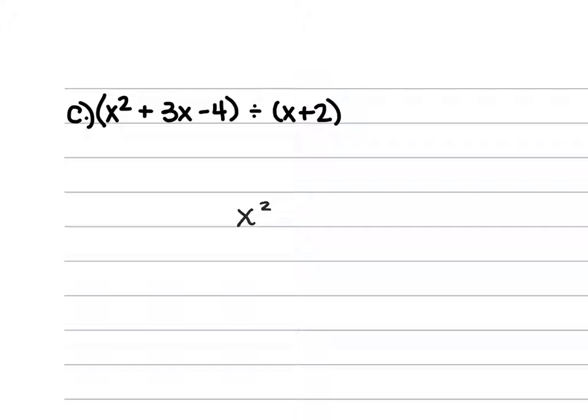x squared plus 3x minus 4 divided by x plus 2. All right, what do you guys think I'm going to do first? X times what equals x squared, which would be x. Good. I'm saying how many times does x go into x squared? Or the other version I'm saying is x times what equals x squared? And you said it was x.